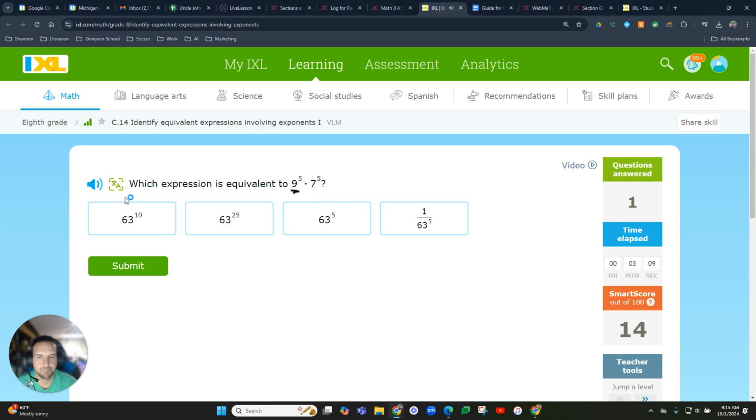Which expression is equivalent to 9? Sorry. Which expression is... Darn it. I don't know if you guys can hear that, but I keep accidentally hitting the sound button.